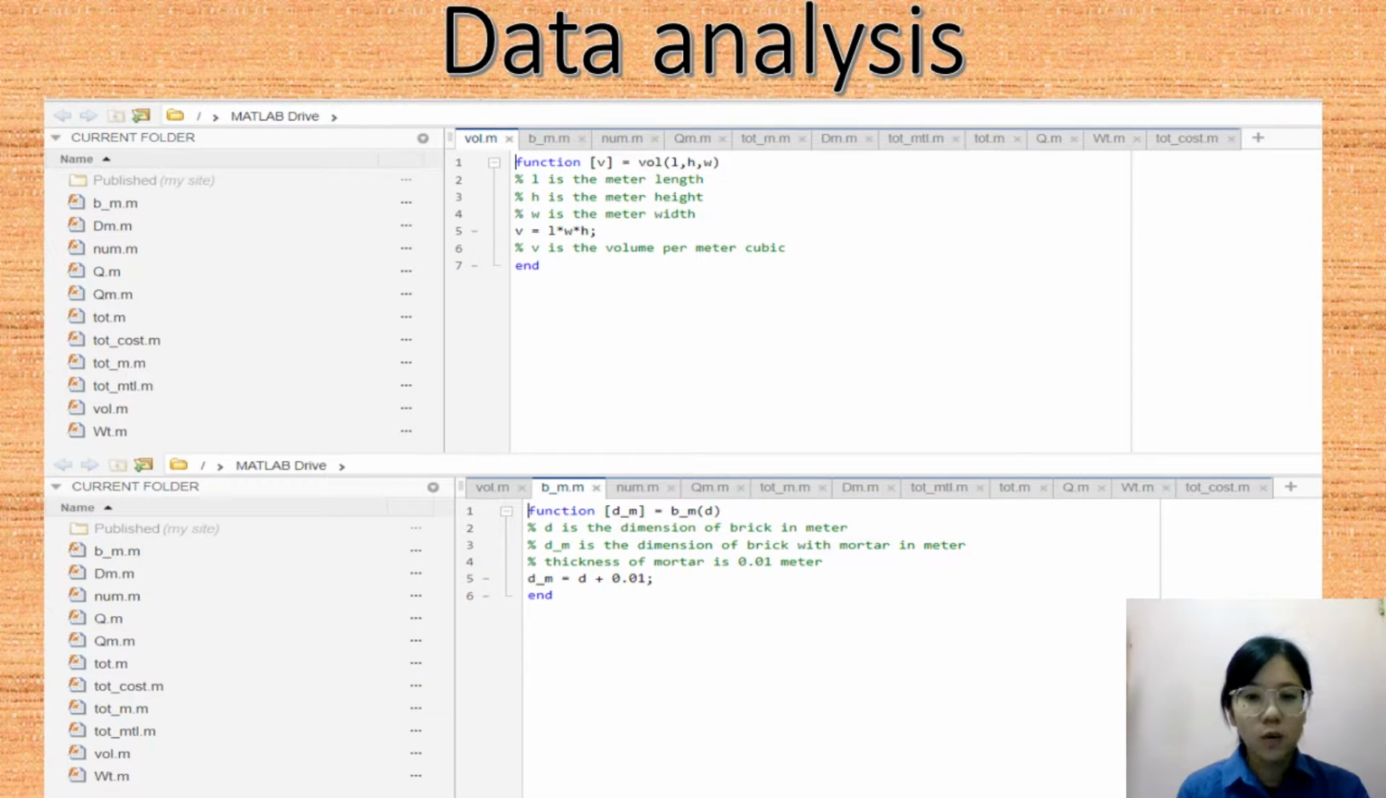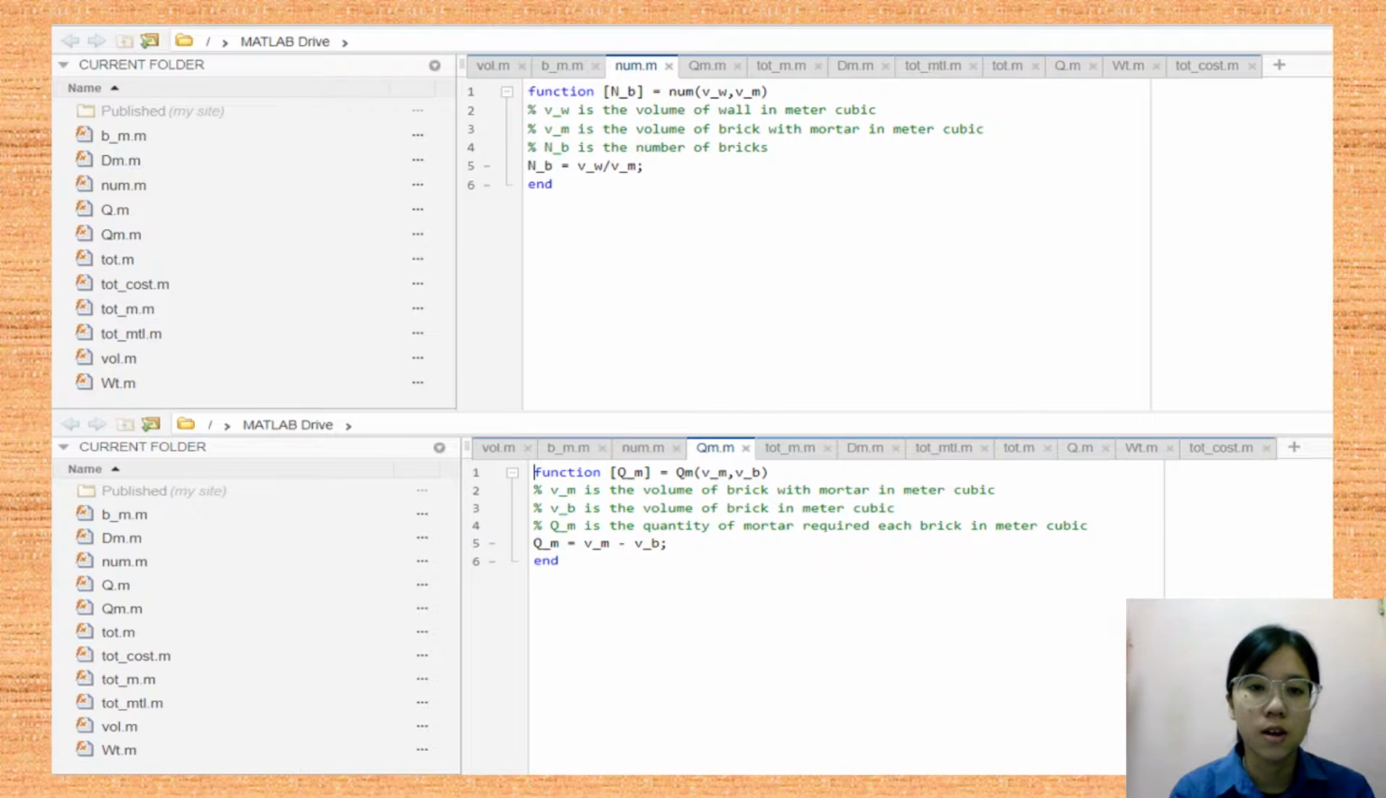The second function that we use is to calculate the dimension of the brick with mortar. All the dimensions of the brick are added by the thickness of mortar, which is 0.01 meter. The third function file that we use is to calculate the number of bricks, which is the volume of wall in meter cubic divided by the volume of brick with mortar in meter cubic.